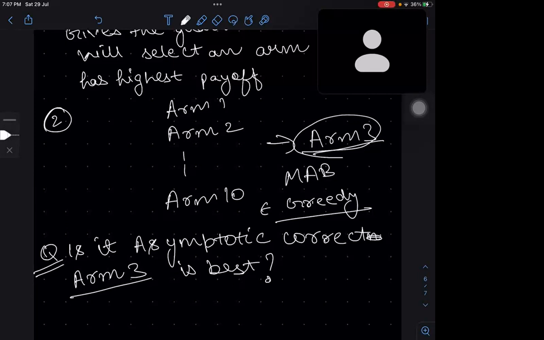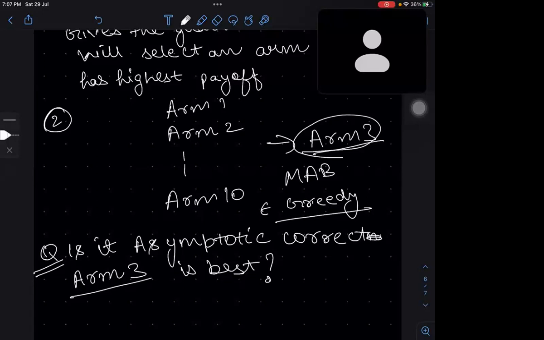Ma'am, maybe we can give a bound on the probability that with a probability greater than or equal to 1 minus delta, it will be asymptotically correct, or maybe within a certain distance. You are talking about PAC bounds here. Am I correct? Yes, ma'am.